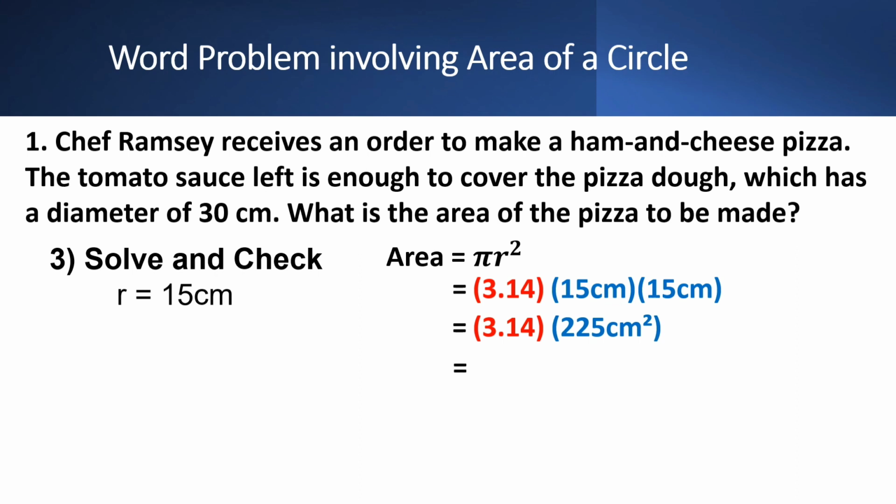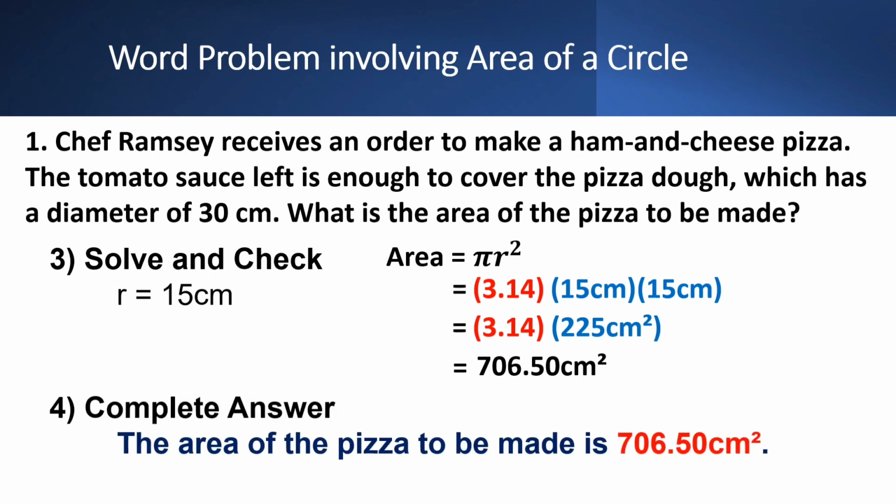So 3.14 times 225, you can again check with your solution sa inyong notebook. So that is equal to, yes, 706.50 centimeter squared. Diba? Now we can have our complete answer, which is the area of the pizza to be made is 706.50 centimeter squared. Diba maganda kapag ang answer natin ay complete in a sentence form and ends with a period at yung sagot natin ay merong tamang unit of measure.